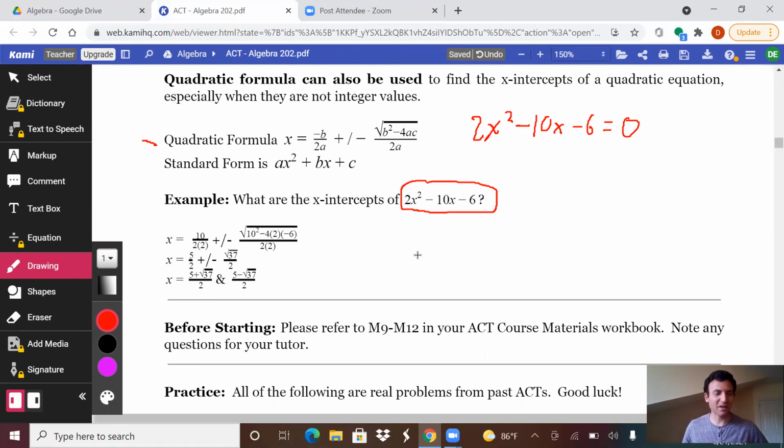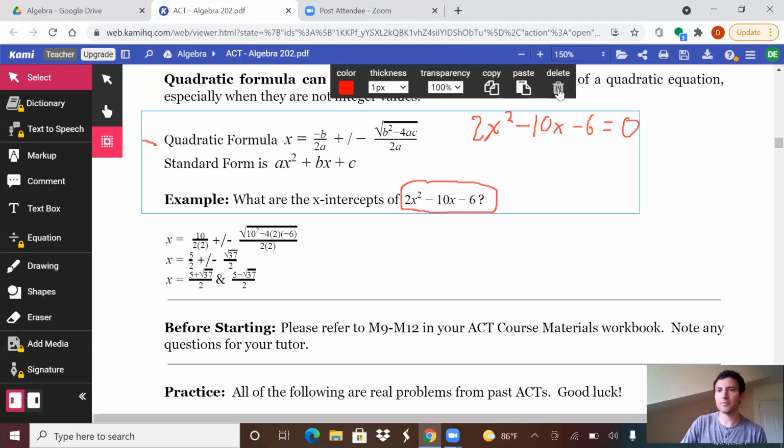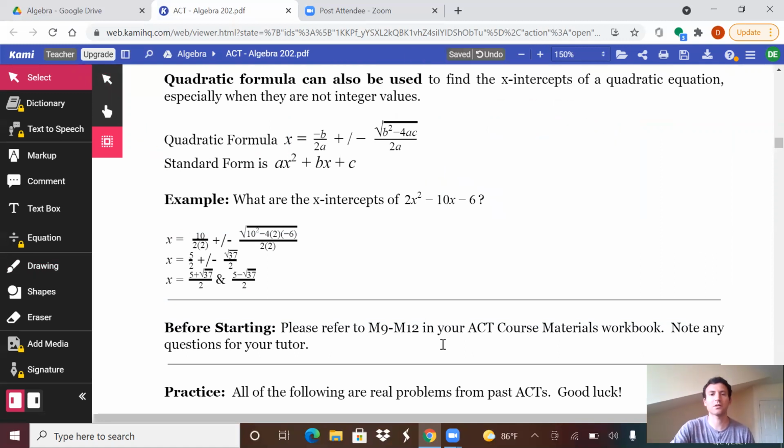I'm not going to get into details, but if you don't have the quadratic formula memorized or you don't really know when or how to use it, understand that it's to solve for your x-intercepts, in other words, when your output for y is 0, when you have a quadratic. Anyway, let's look at a few problems from past tests.